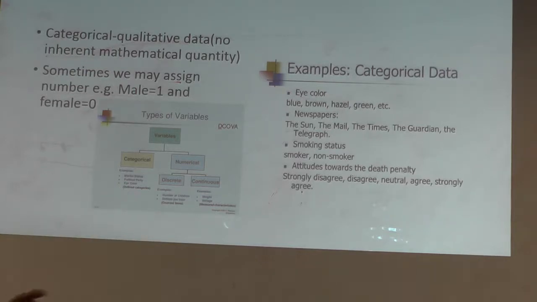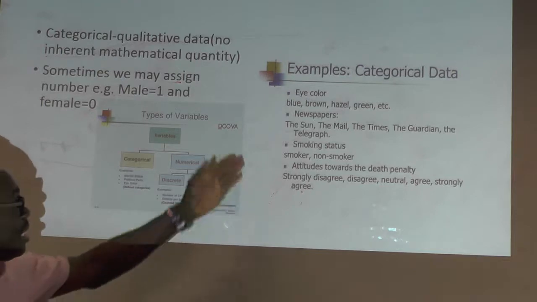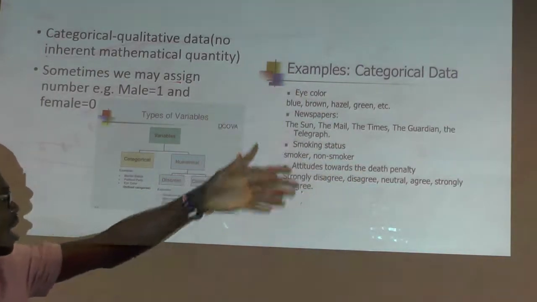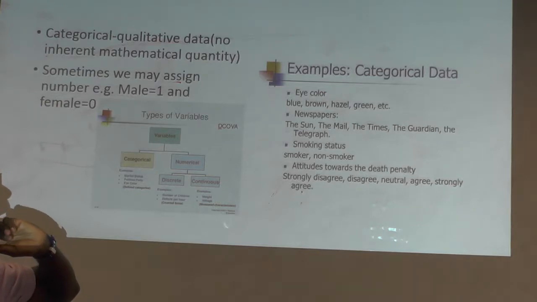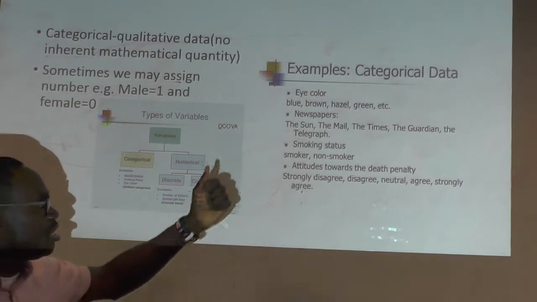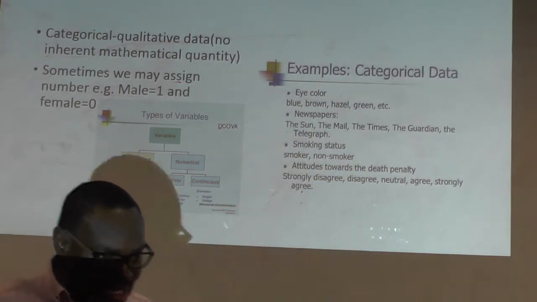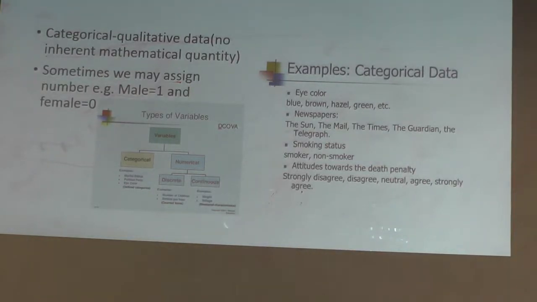Eye color is categorical data. Then there are also different types: blue, brown, green. They are all categorical data, a very good example. You know, strongly disagree, neutral, and all those things. They are all categorical data that we're talking about. Now, when we talk about the ordinal, okay?